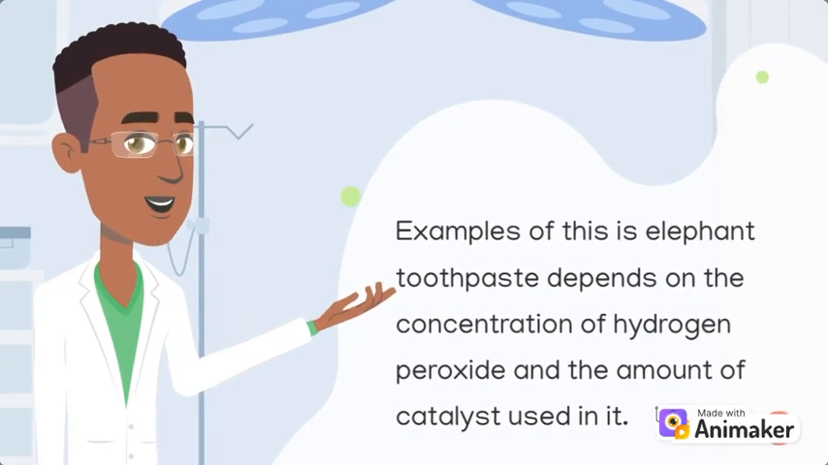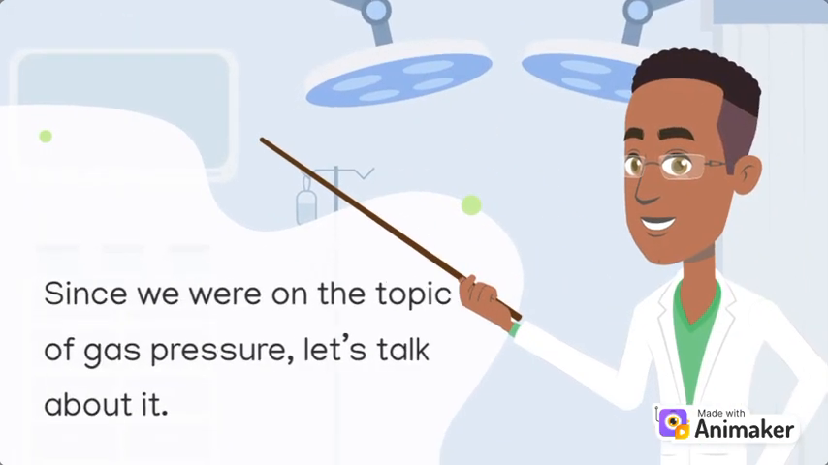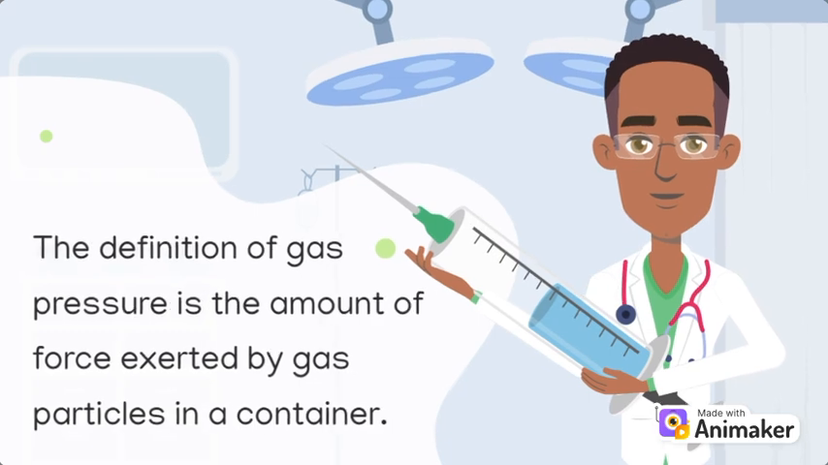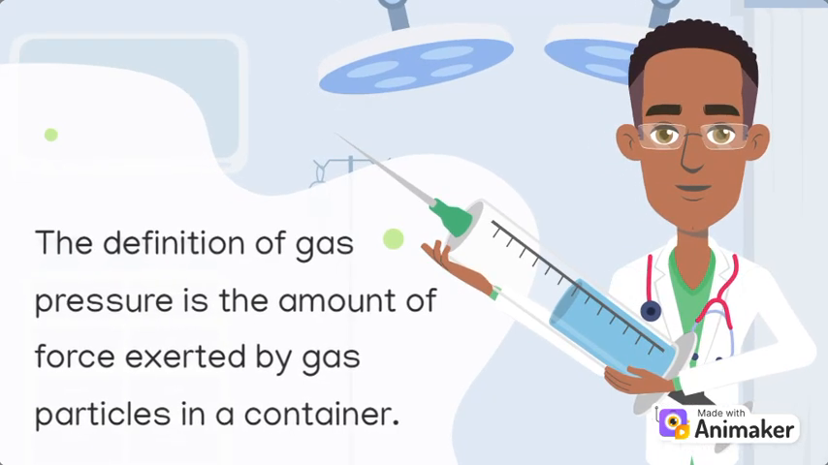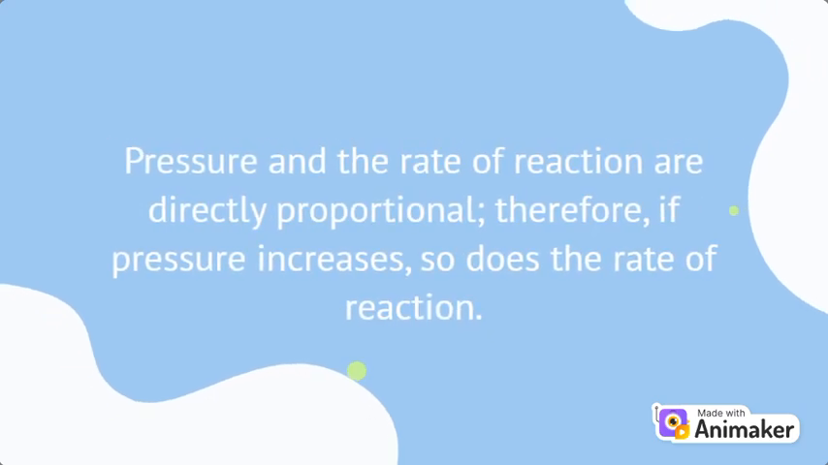An example of this is elephant toothpaste, which depends on the concentration of hydrogen peroxide and the amount of catalyst used in it. Since we were on the topic of gas pressure, let's talk about it. The definition of gas pressure is the amount of force exerted by gas particles in a container. Pressure and the rate of reaction are directly proportional. Therefore, if pressure increases, so does the rate of reaction.